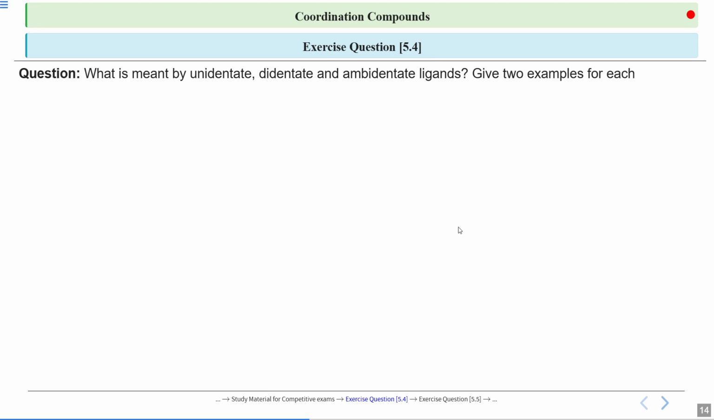So let's begin our exercise questions. First is 5.4. The question is: what is meant by unidentate, didentate, and ambidentate ligands? Give two examples for each. So you are given some time, try to analyze this question, and then we will see the answer.